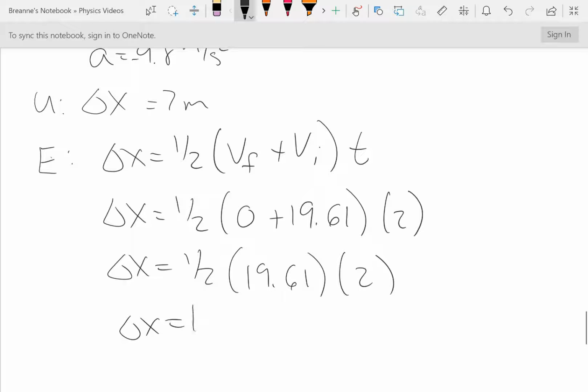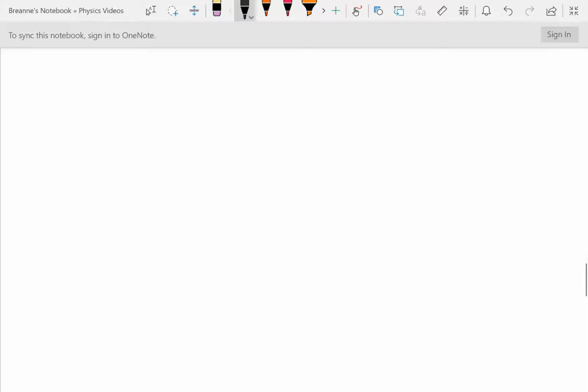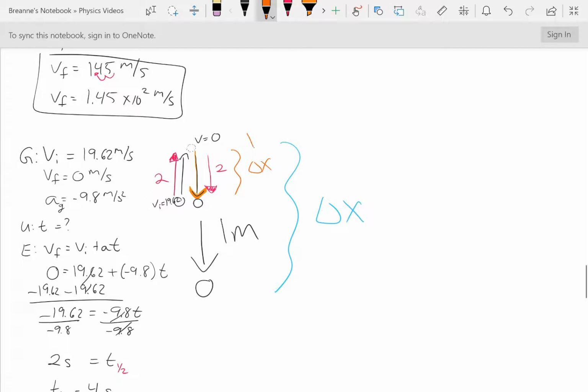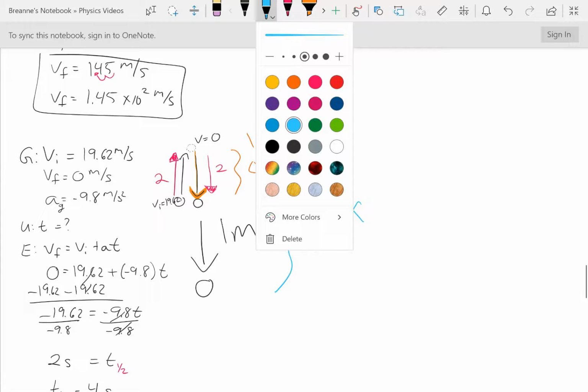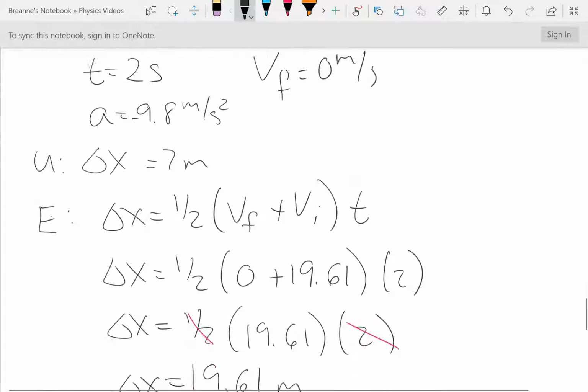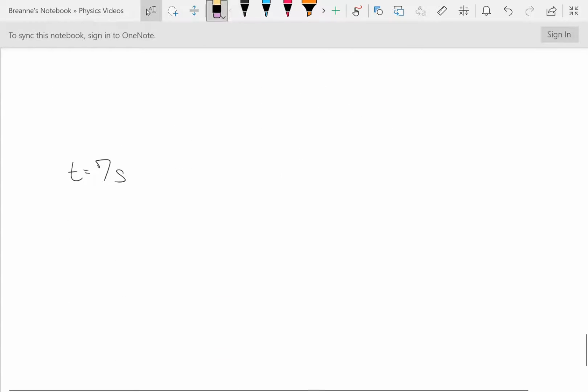And we're left with 19.61, because guess what? The 2 and the 1/2 cancel. We're left with 19.61 meters. So this little tiny snippet up here is 19.61 meters. So the whole entire distance ends up being 20.6 meters. So now we have that whole entire distance there. Now we can find the time.